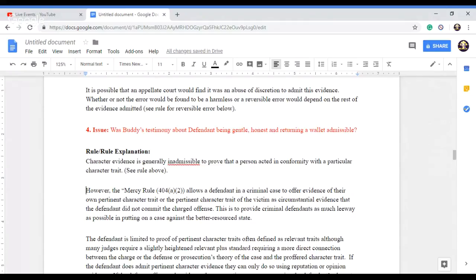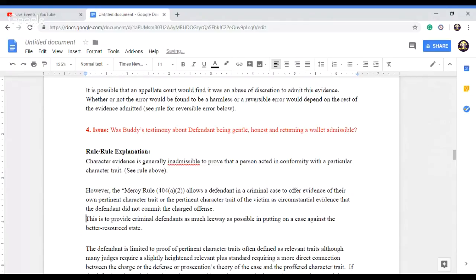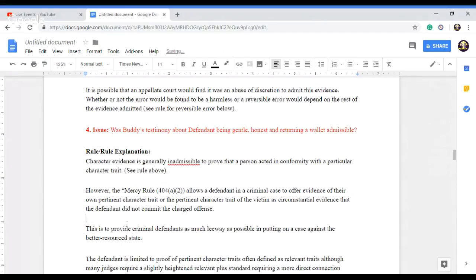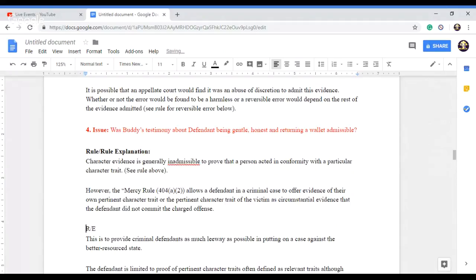Well, hold on. In this rule, it seems like we got a little policy snuck in here without those magic words, the rationale. Boom, that's a rule explanation, it looks like to me. Explaining why this rule is important. It's to provide criminal defendants as much leeway as possible in putting on their case against the better resourced state. That is the reason why we have this mercy rule.